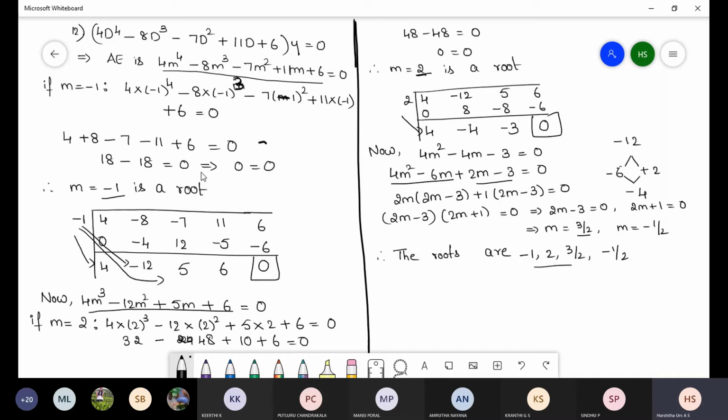All these come under case 1, because all are different numbers. Thus y is equal to, according to case 1, c1 e power minus x, plus c2 e power 2x, plus c3 e power 3 by 2 x, plus c4 e power minus 1 by 2 x.